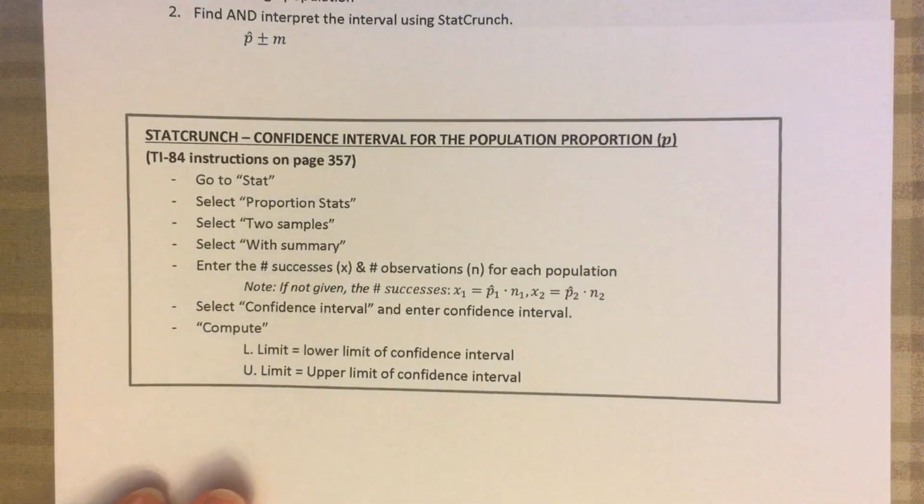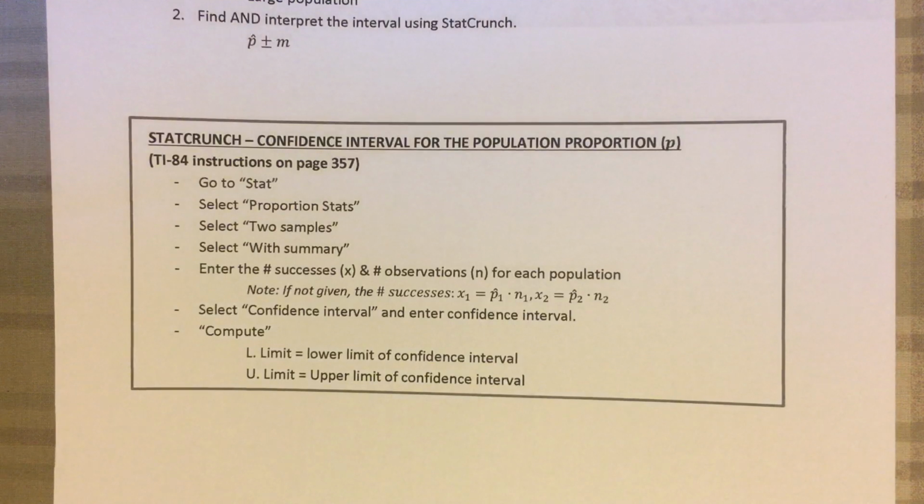At the bottom of this page are our steps for Statcrunch. They are very similar. We're going to go into Stat. We're going to select our proportion stats. Instead of selecting one sample, as we did back in section 7.4, we're going to be selecting two samples. We're still going to select with summary. We're going to enter the number of successes and observations for each population. Again, if those are not given, remember we can find those using multiplication. Then we're going to select our confidence interval, make sure we enter our confidence level, and then select the compute button and get our lower limit and our upper limit.